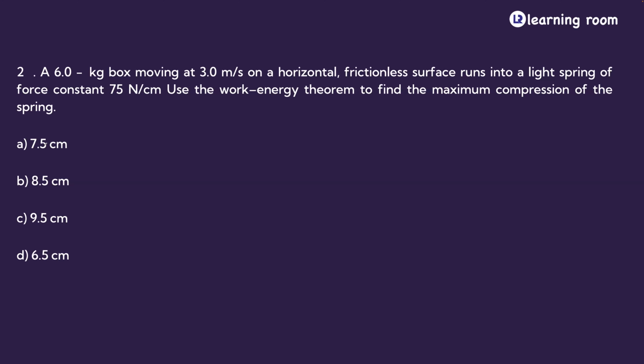A 6 kilogram box runs into a light spring. So when they say light, what is the meaning of it? Here it is massless. All the springs and strings that we deal with in physics, by default, even if they didn't give you light, you should understand that it is massless. That's another thing you need to keep in mind. So a frictionless surface runs into a light spring of force constant 75 Newton per centimeter.